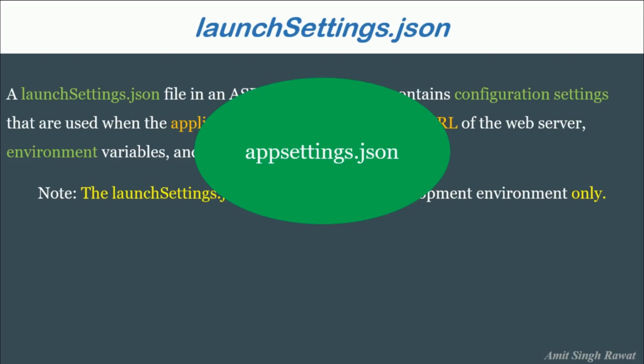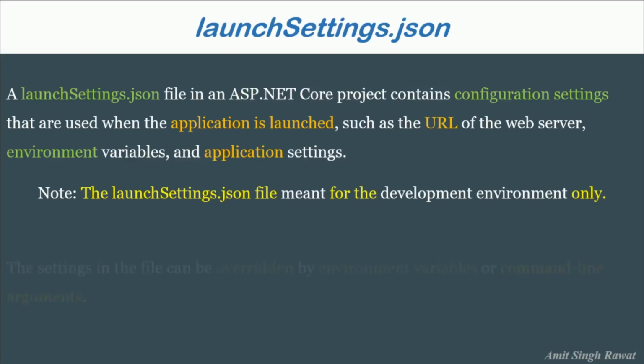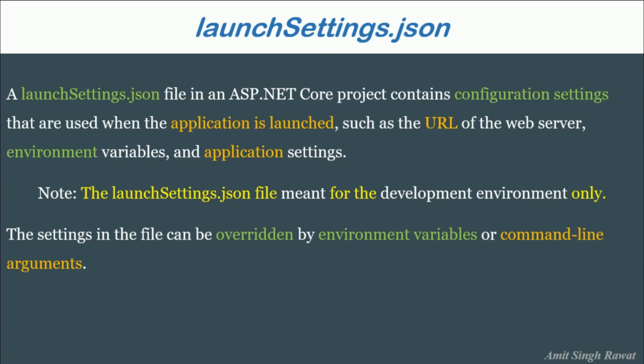Simple, extremely simple. Another very important thing to keep in mind is that the settings in the file can be overridden by environment variables or command line arguments. So if you specify the same setting in an environment variable and specify parameters while running your code via .NET CLI, preference will be given to them and not to the launchSettings.json file. Alright, enough theory. Let's see that in action.